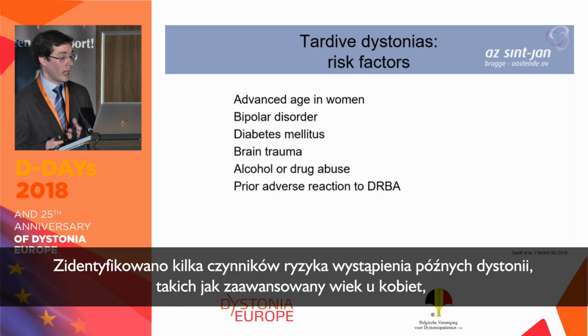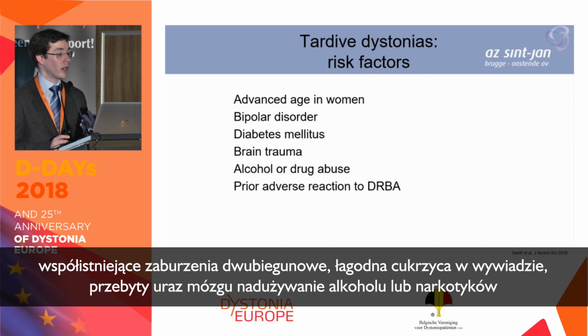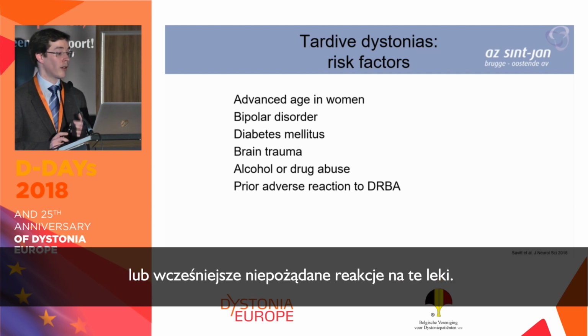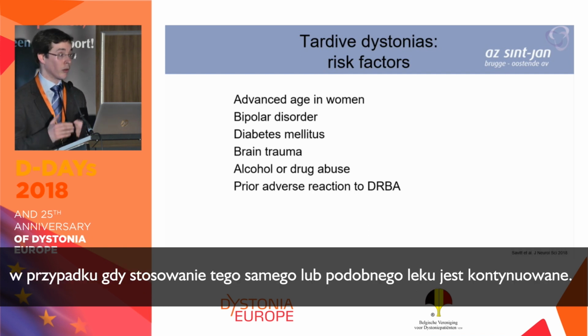There are several risk factors for tardive dystonias, like advanced age in women, the fact that the patient also has a bipolar disorder, a history of diabetes mellitus, brain trauma in the past, alcohol or drug abuse, or a prior adverse reaction to these drugs. If the patient has once developed an acute dystonic reaction, they're certainly at risk of later on also developing these tardive dystonias if the use of the drug or of a similar drug is continued.